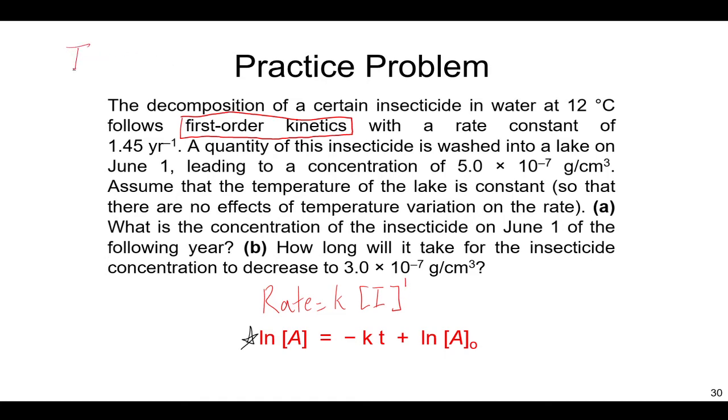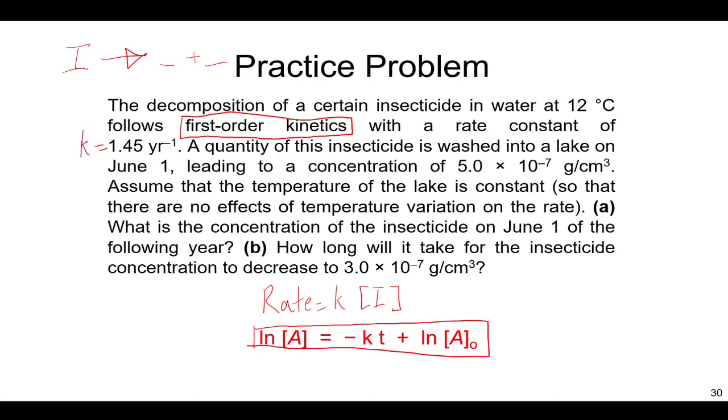right? A decomposition reaction is one thing falling apart to some multiple things. So this is what the reaction looks like. The rate law we're told is first order, so it looks like this. And if it's first order, which we're told, we know it follows this integrated rate law expression for first order reactions. With a rate constant of 1.45 inverse years, okay? That's K, so that's our K here, the rate constant.